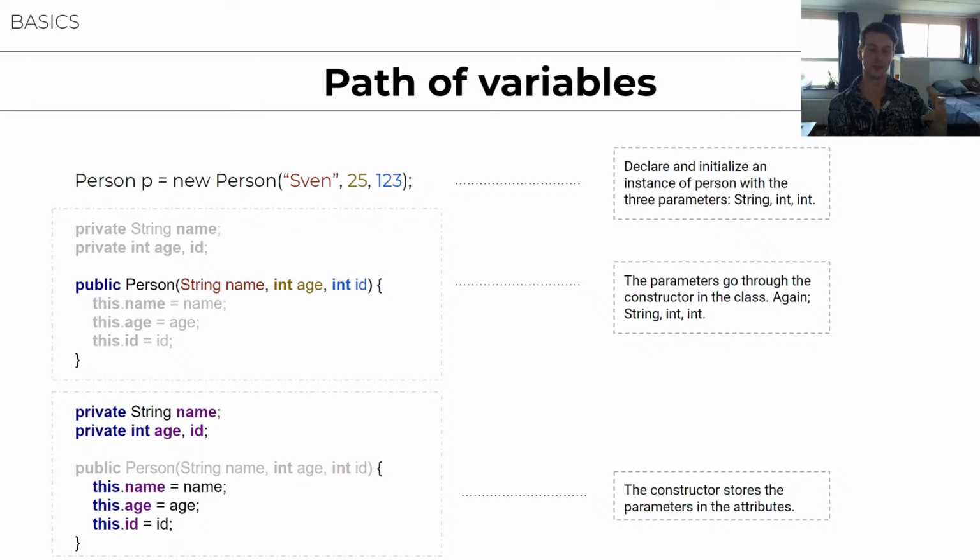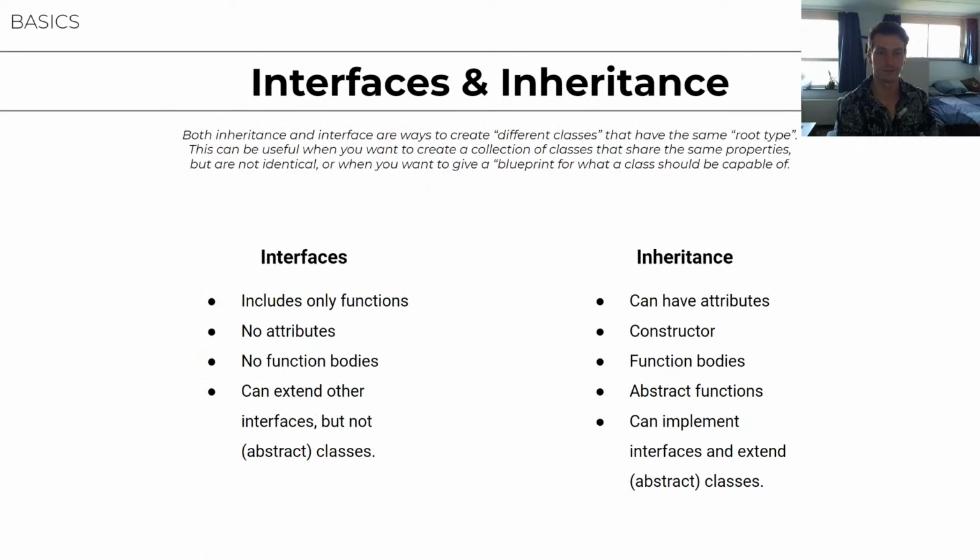Imagine that instead of string name, we would have called it string n. In that case, it would not have been necessary to add this dot because there's not a naming conflict. Not that important, but something that I get a lot of questions about.